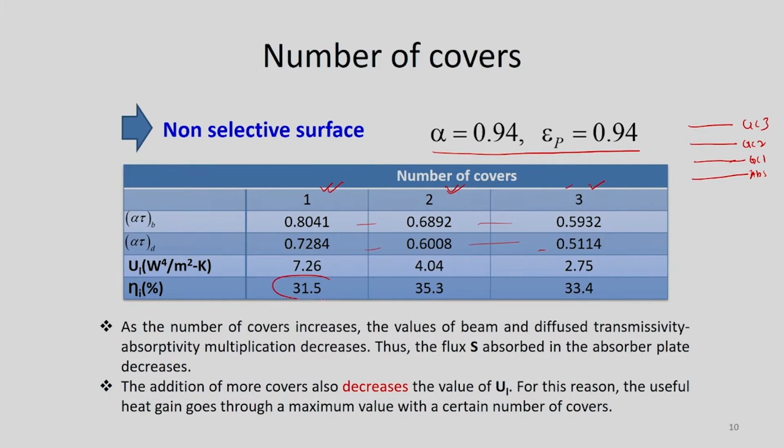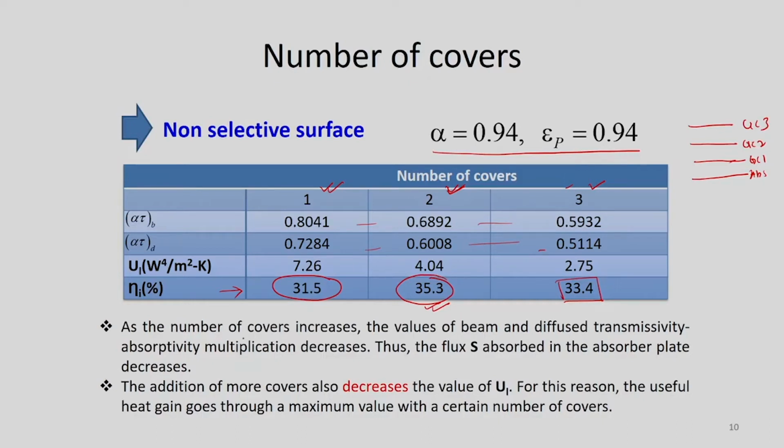And if we look into the instantaneous efficiency, it is observed that when a two cover system is employed, the instantaneous efficiency is found to be best among these three, which is about 35.3%. If we increase the number of covers further, efficiency decreases. So in the case of non-selective surfaces, if we increase the glass covers from 1 to 2, we get higher instantaneous efficiency, but if we increase further, there is a decrease in instantaneous efficiency.